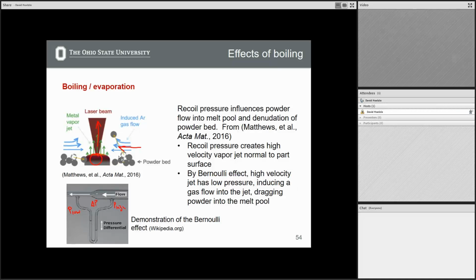Keep in mind, this creates what's called a denuded zone. So this actually leaves a vacancy of powder in the regions just adjacent to the melt pool, because powder is being taken from where it was placed and thrown into the melt pool.